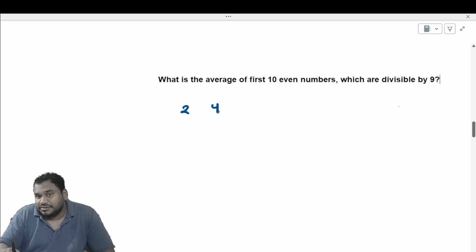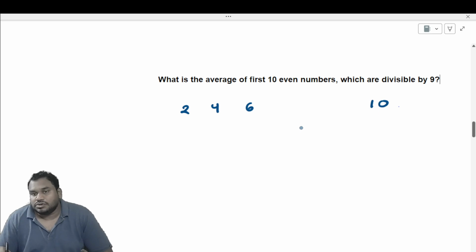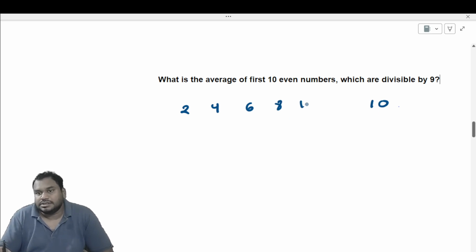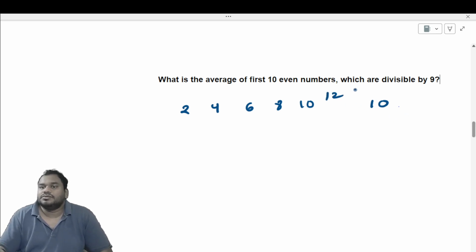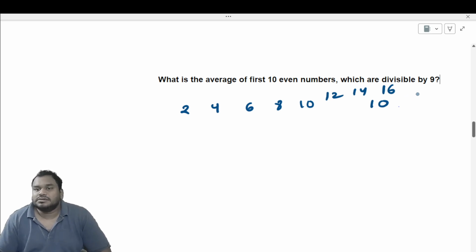Second even number? 4, 6, like that. What is the 10th even number? 10. No, not 8, 10. So it would be 12, 14, 16, 18, 20. Okay, how can you get this?